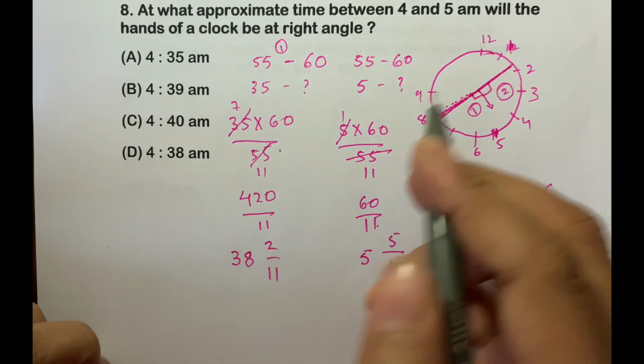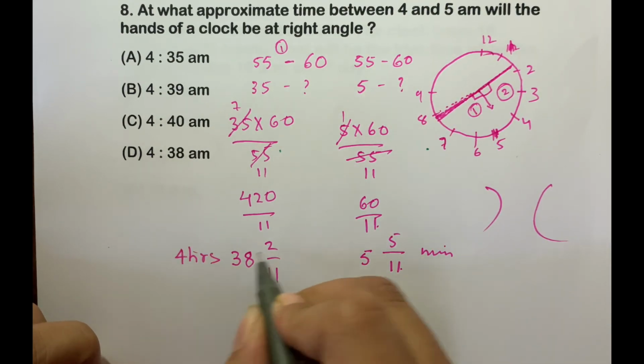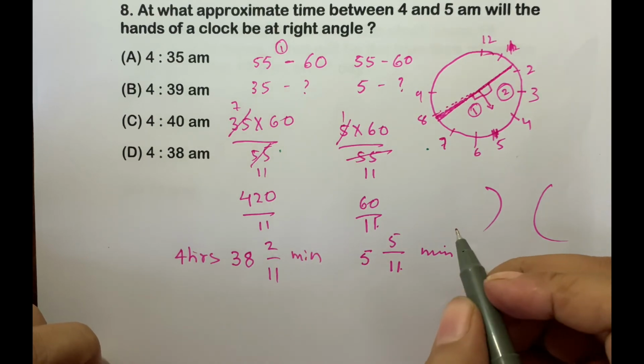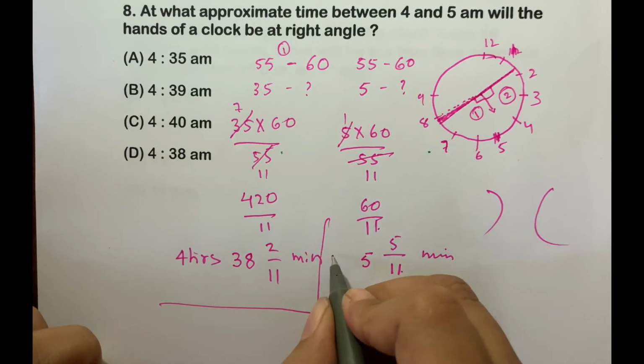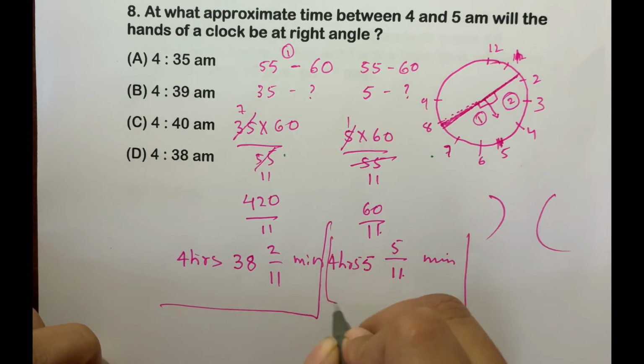Now, since they have asked between 4 and 5, this is 4 hours, 38 2 by 11 minutes. Here it is, this is the first one. Here it is again 4 hours, 5 by 11 minutes. This is the second one.